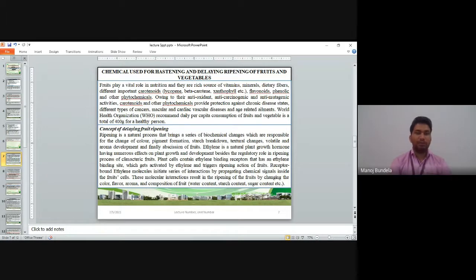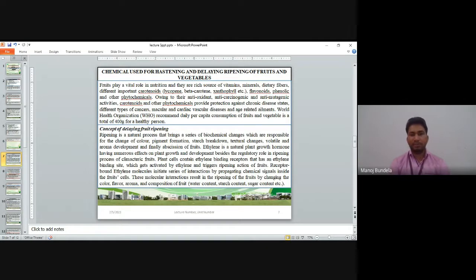As we know, fruits play a vital role in nutrition and they are a rich source of vitamins, minerals, dietary fibers, and important carotenoids like lycopene, beta carotene, xanthophyll, flavonoids, phenolics and other phytochemicals. They are a good source of antioxidant, anti-carcinogenic and anti-mutagenic activities. Carotenoid-containing phytochemicals provide protection against chronic disease states: different types of cancers, macular and cardiovascular disease, and age-related ailments.